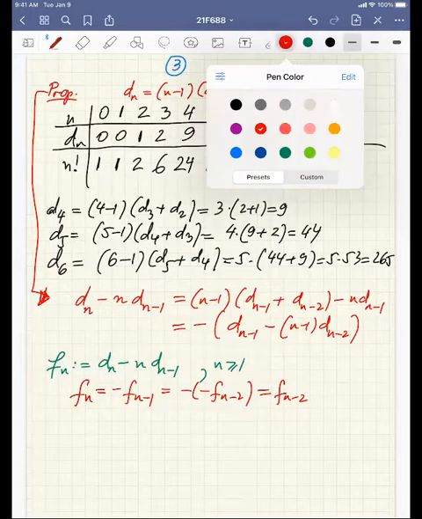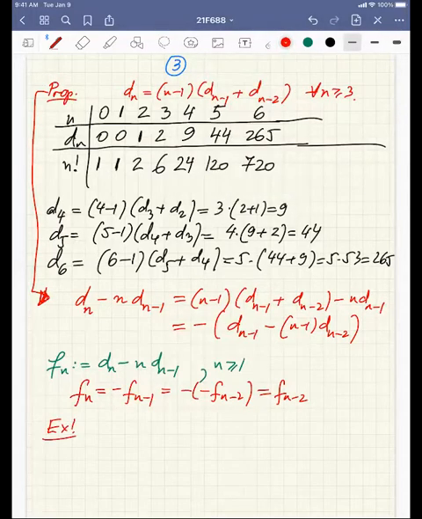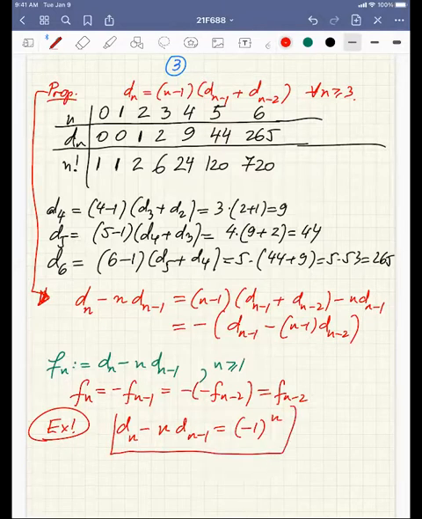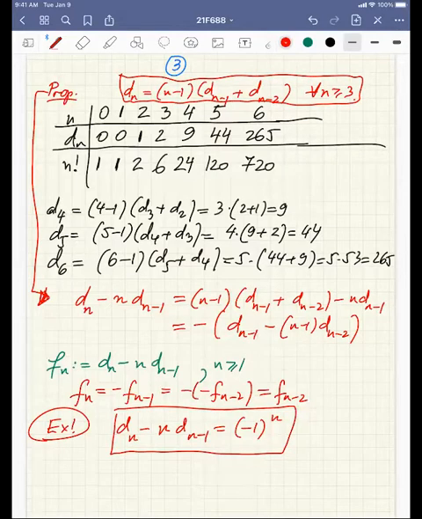And I leave it to you as an exercise to figure out that d_n minus n d_{n-1} actually will equal (-1) to the power n. If you look at the initial values of the sequence f_n, you will get that. So this is another nice recurrence relation. It's a consequence of the one that we found that was discovered by Euler.